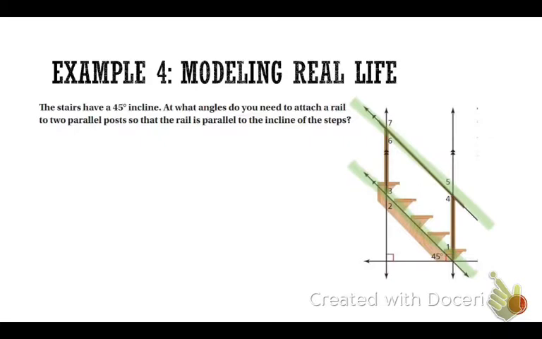How do I know that? It says, at what angles do you need to attach the rail? Well, this is the rail right here, to the post. These are the posts, the ones that are going vertical. So what angle do you attach the rail to the post so it's parallel to the steps? All right, so what makes it a little weird is that you have 2 sets of parallel lines. Okay, but the process is still going to be the same.